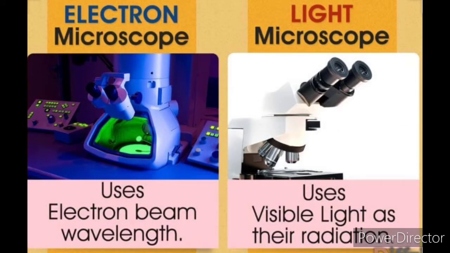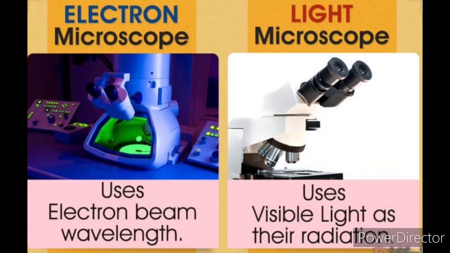Another type of microscope is the electron microscope. The microscopes used by Hooke, Leeuwenhoek, and other early researchers were all light microscopes. Scientists have developed several types of electron microscopes. Electron microscopes use a beam of electrons instead of light to produce a magnified image.